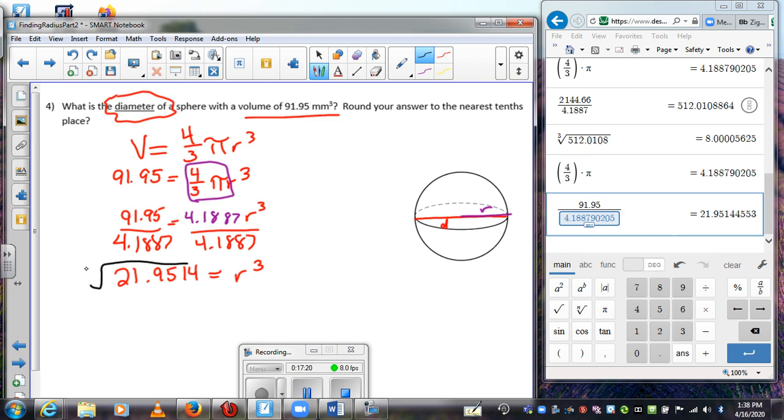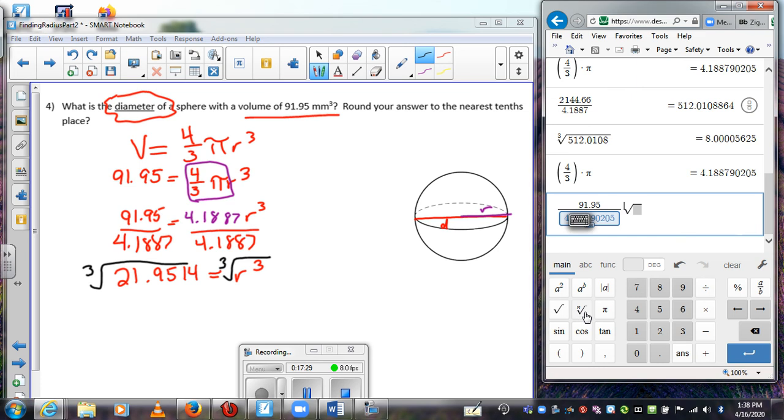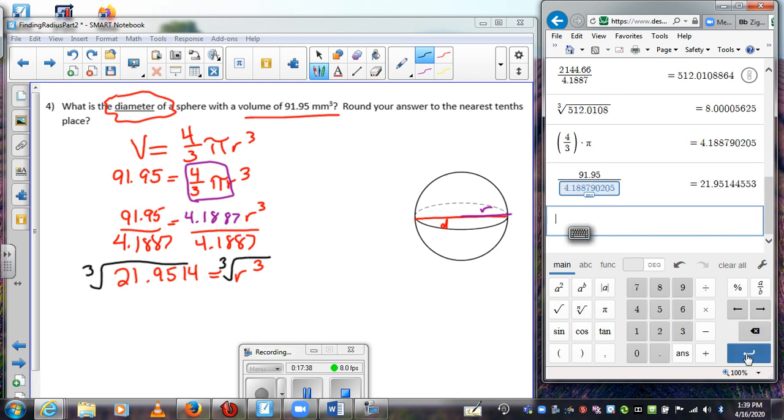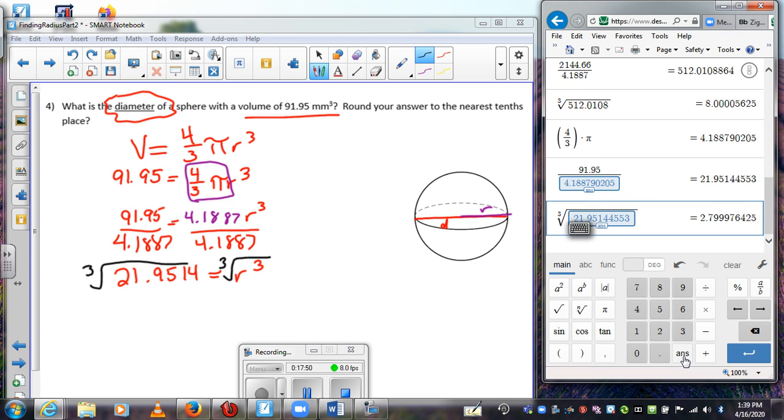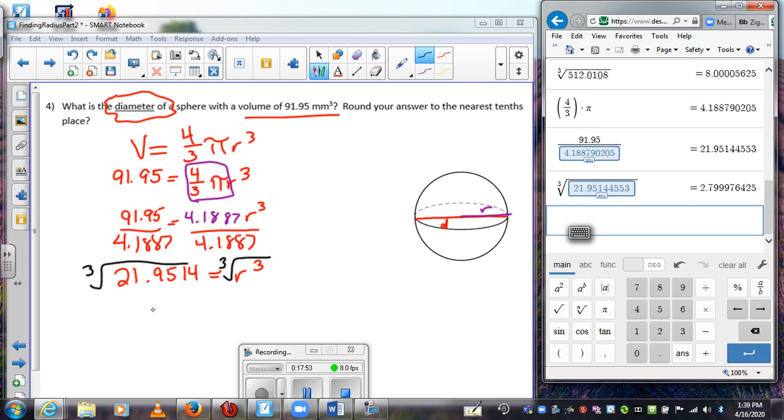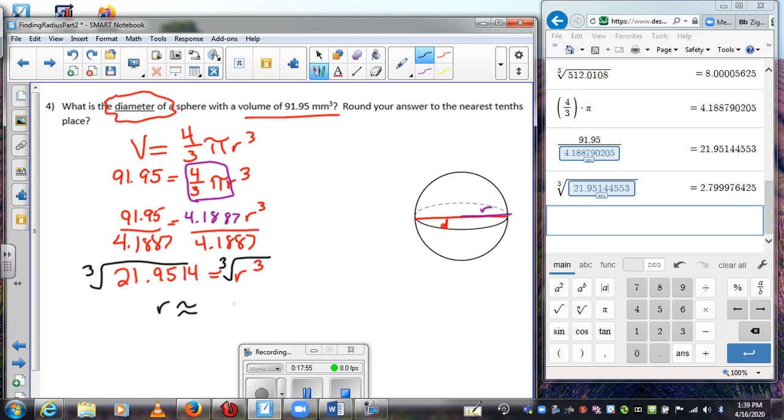Okay, so now the opposite of cubing r is the cube root. So I'm going to use that answer function again. I had forgotten to hit enter on that, so hit enter. Now I'm going to hit my cube root function, put in my index, hit my side arrow, and do the answer function again. And hit enter. So I get r is approximately, and we have to round to the nearest tenth, 2.8.